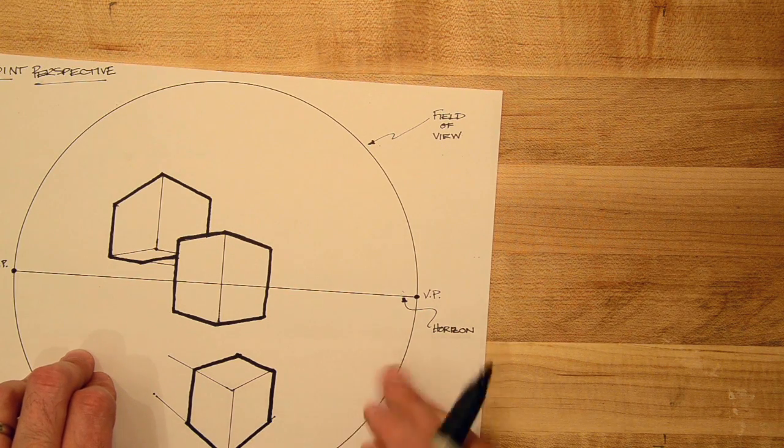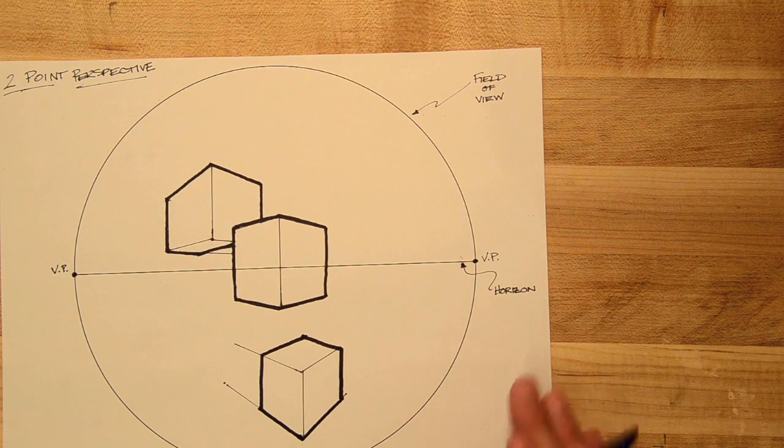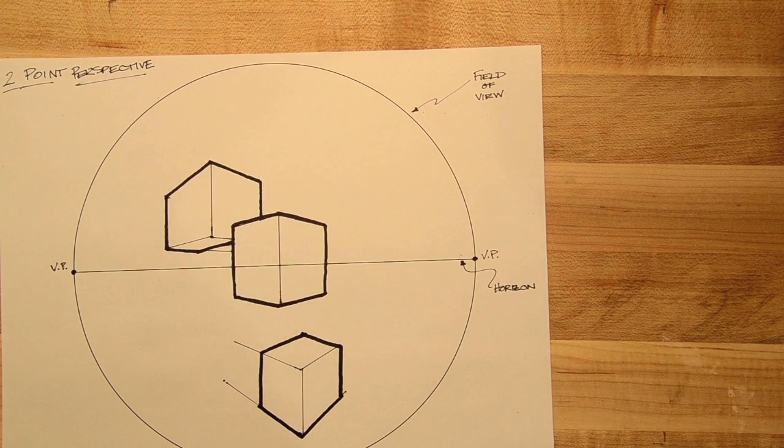Okay, so there you have it. There are a few boxes drawn in two-point perspective with cutout lines. You should try it out for yourself now and try drawing a bunch of different boxes above and below the horizon, in front and behind each other. Okay, happy sketching.